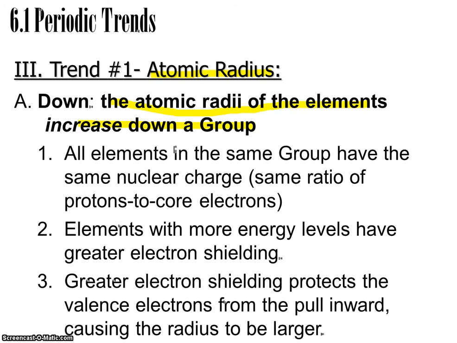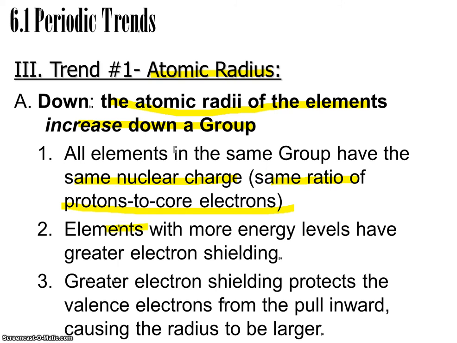The reason for this is that all atoms in the same group have the same nuclear charge. Meaning, if you were to take the number of protons they have and subtract the number of core electrons, you would end up with the same nuclear charge, or the same ratio of protons to core electrons. So their nuclear charge is the same.